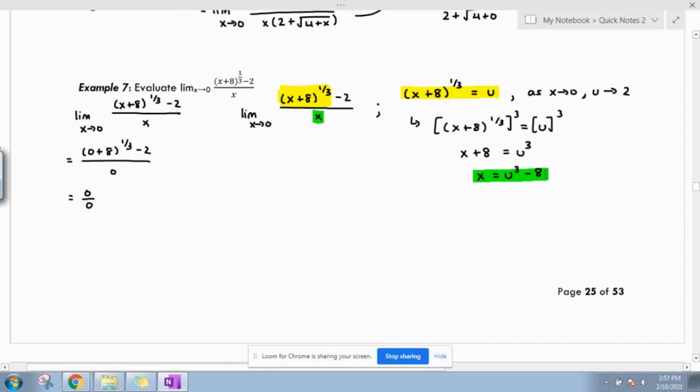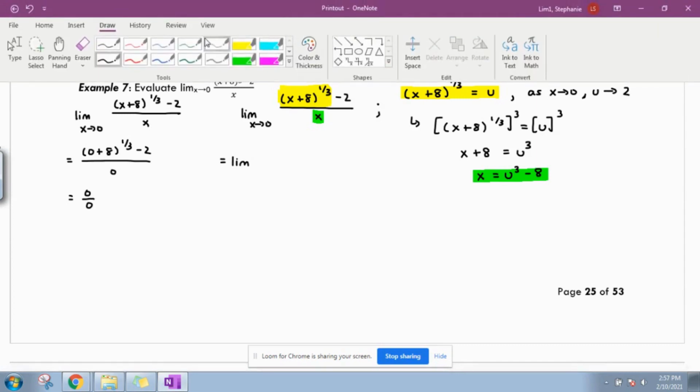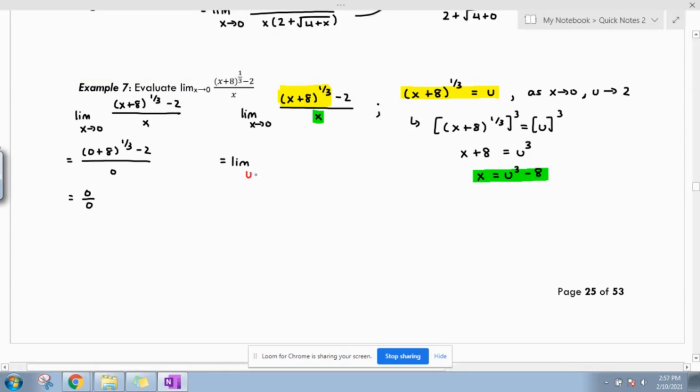So now what we're going to do is we're going to rewrite our limit. But rather than keeping it in terms of x, we're going to use our new variable, which is u. So I'm going to do equals the limit. And rather than dealing with x approaches 0, I'm dealing with u approaches 2. And then instead of x plus 8 to the exponent 1/3, I'm doing u. The minus 2 stays, and then all over.